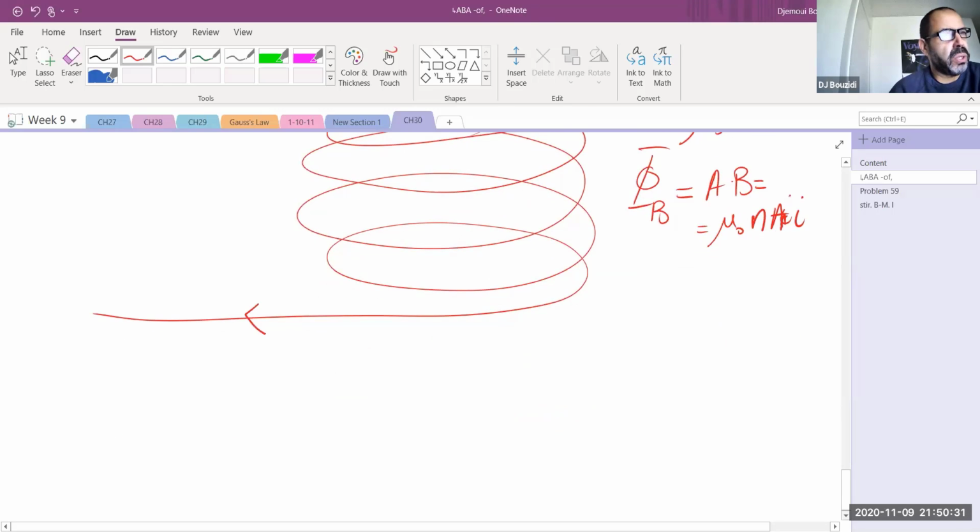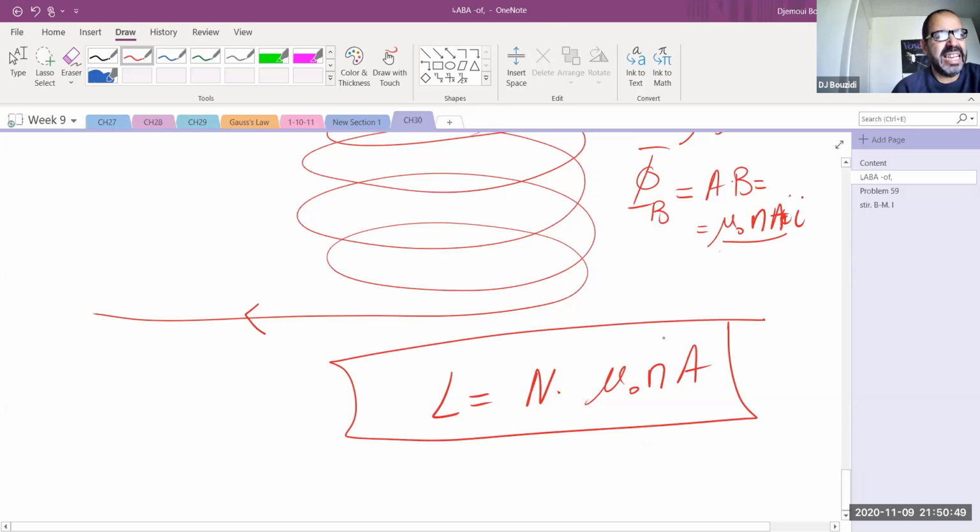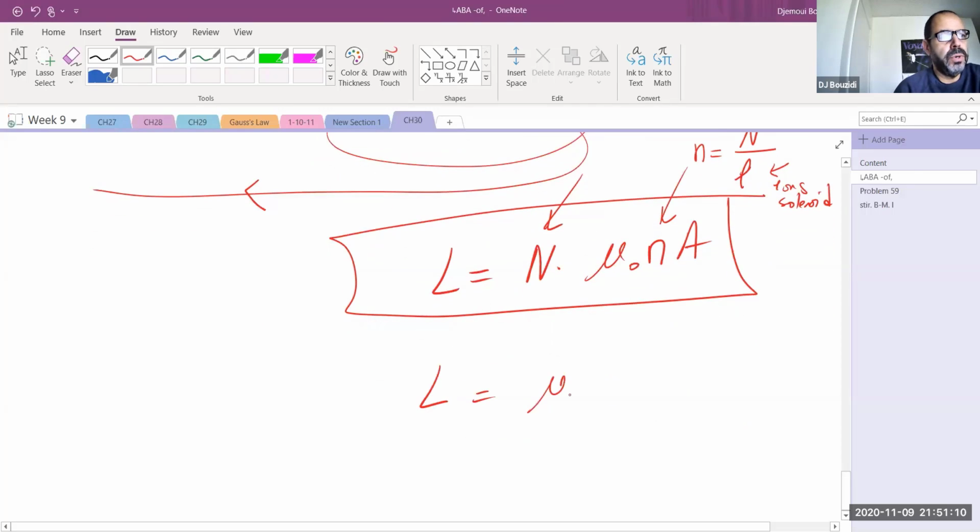Now, if I multiply the number of turns times the flux, this must be equal to the inductance. So L in this case is equal to N times this ratio, phi B over I. So it's N times mu naught n times A. There is a distinction between N and n. This one is equal to N over the length of the solenoid. So in other words, to be more careful in here, this is equal to mu naught times N squared over L times A, okay? Whichever you like, doesn't matter.